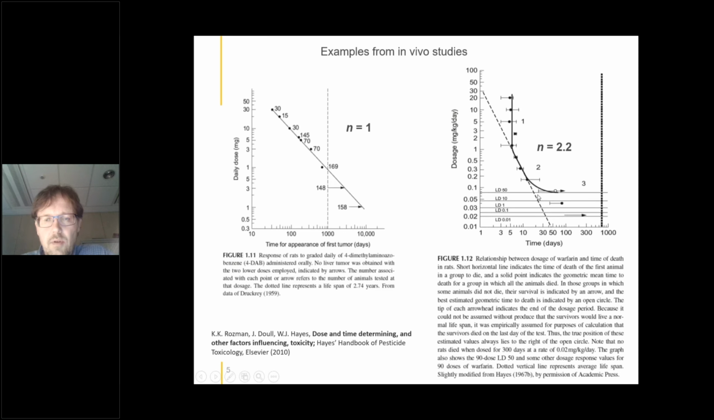A different situation is shown on the right side. Here is the effect of warfarin, so the pharmaceutical drug, on killing of rats again. On the x-axis you have the time in log scale, on the y-axis you have the dose, again in log scale, and this relationship has 3 zones. First, there is a vertical line, then there is a slope, and then there is zone 3. We are not interested in the very first. There is probably a lag between the application of the chemicals and the effects to be observed. We are interested in the middle and the third part.